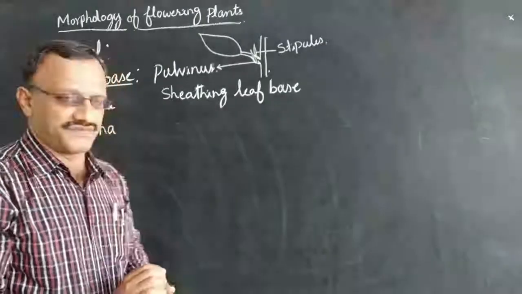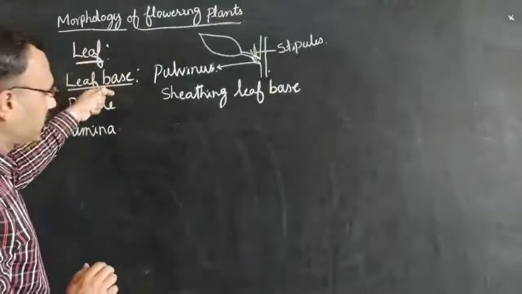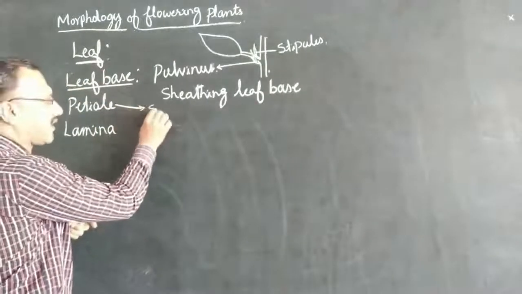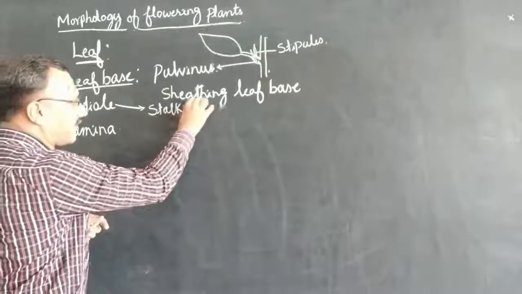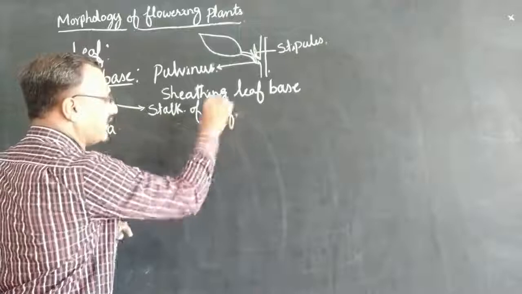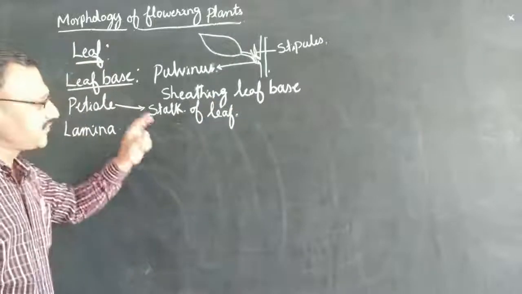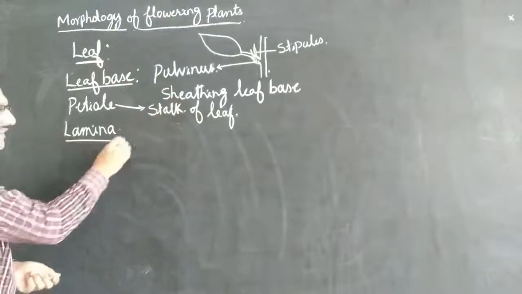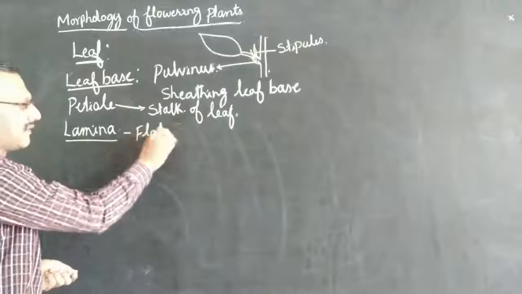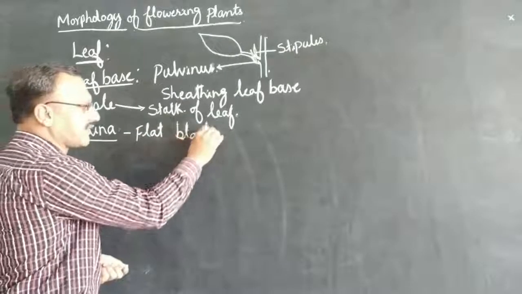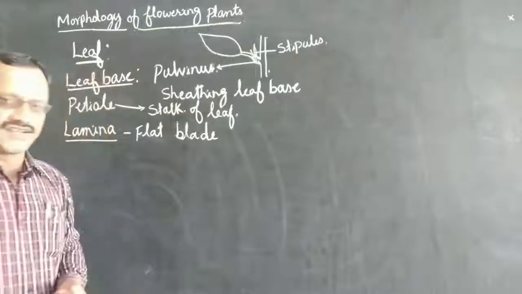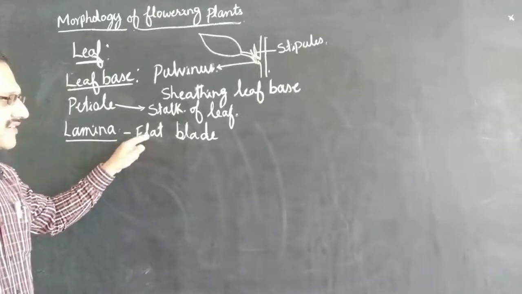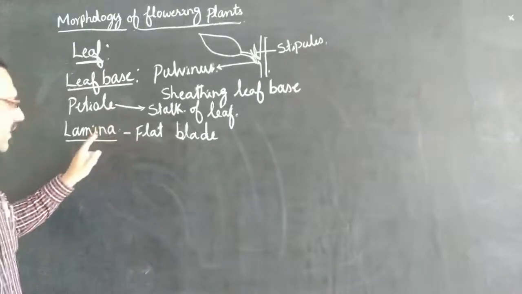The typical leaf shows the leaf base, and continuing from the leaf base, the petiole, which is called the stalk of the leaf, connecting the leaf base with the lamina. And the lamina is the flat blade-like structure attaching at the nodal region with the help of the petiole and leaf base.